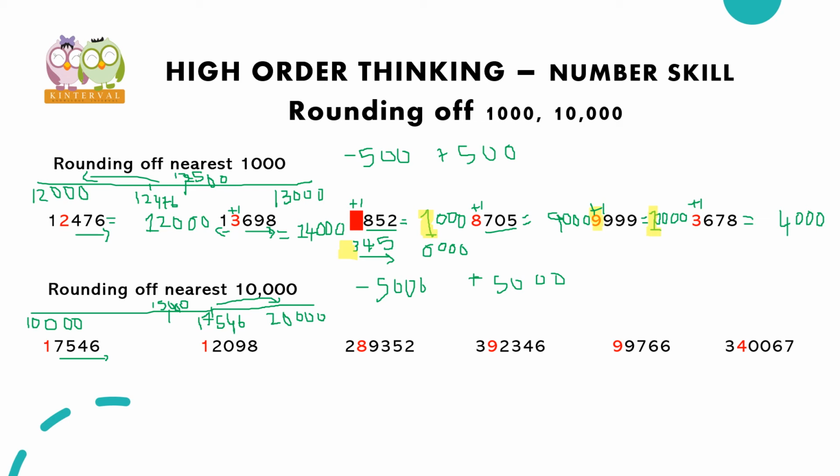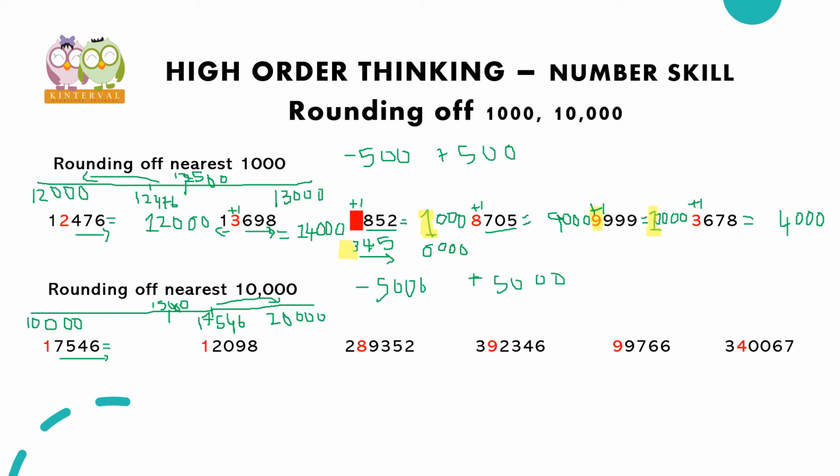Now we'll come to the rounding of 10,000. I have already explained this concept. We have to see between which two 10,000 numbers these numbers are lying, whether it is a 5-digit number or a 6-digit number. If it is a 6-digit number, you have to see in between which lakhs it is lying.